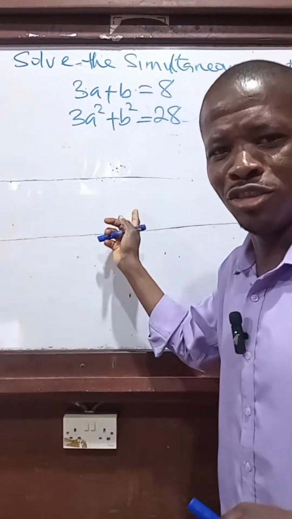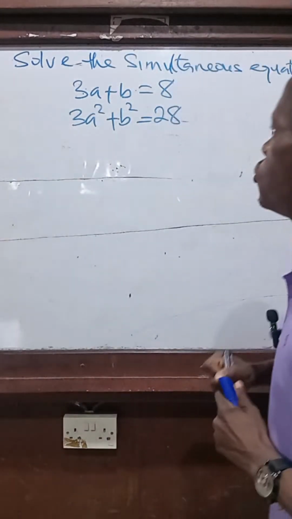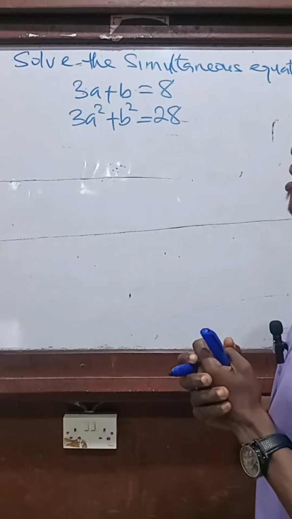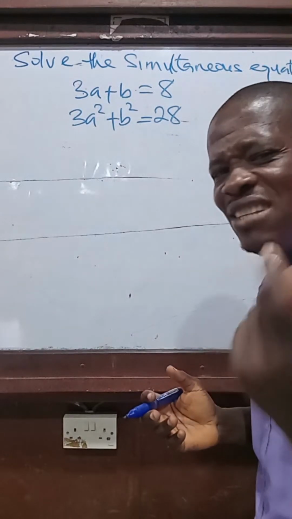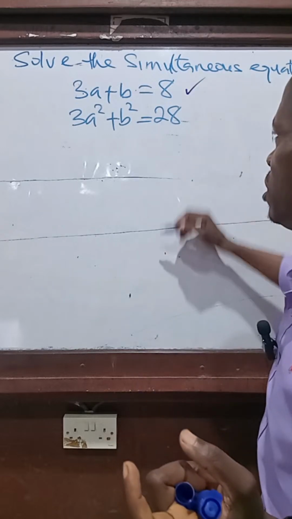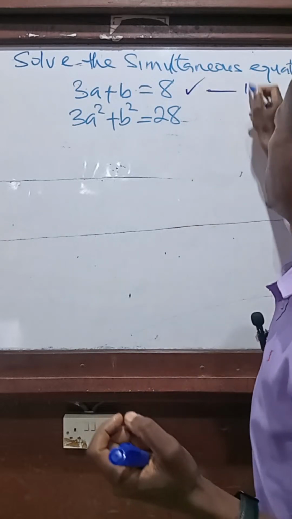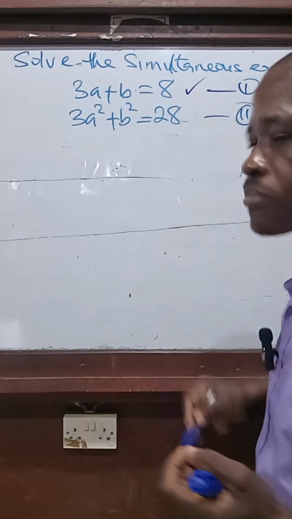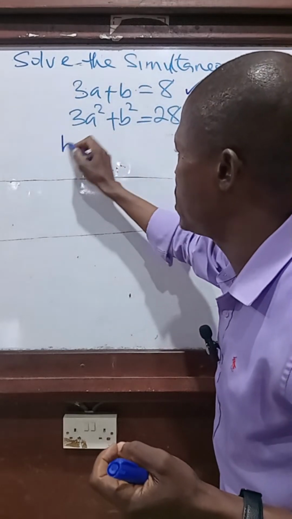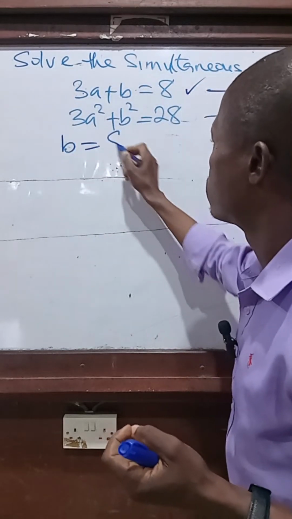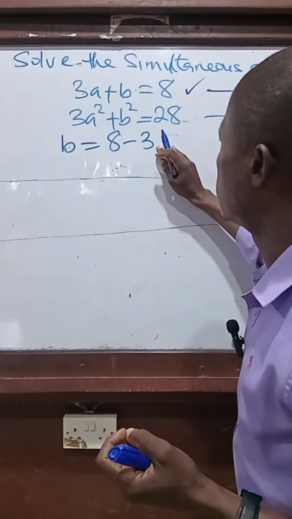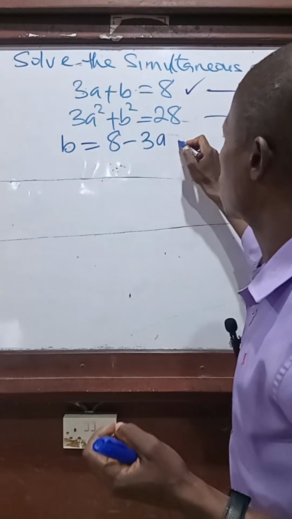Let's see the solution to this question. What we're going to do in these aspects is much easier: to work on the linear equation. This is linear. Call it equation 1. Call this one equation 2. From equation 1, we can make b the subject. That will be 8 minus 3a, and call it equation 3.